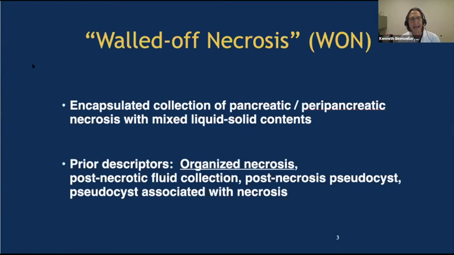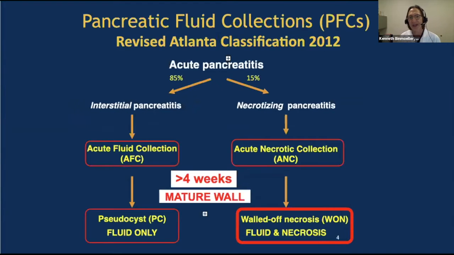It is defined as an encapsulated collection of pancreatic and/or peripancreatic necrosis with mixed liquid and solid contents. So that mixture of liquid and solid is the key signature of a WON. And there are many prior descriptors for the same thing. For a long time, we called them organized necrosis. It was also called a post-necrotic fluid collection, post-necrosis pseudocyst, a pseudocyst associated with necrosis. So it's no wonder that the terms pseudocyst and WON have been used really interchangeably.